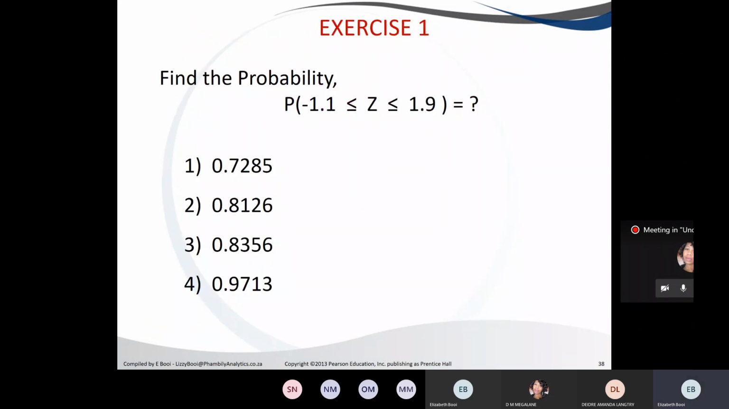Here is your exercise. You don't have to go calculate the Z scores. They've already calculated them. All they want you to do is to find that probability. Therefore, remember, when we calculate the probability that Z lies between A and B, we find it by using the probability that Z less than the B value minus the probability that Z less than the A value.